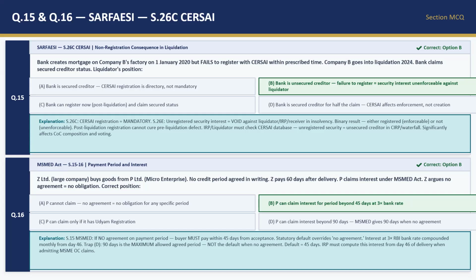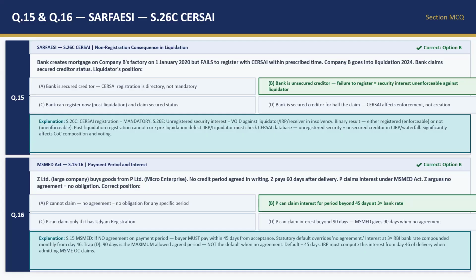Now MSMED Act, payment period and interest. Z Limited is a large company. It buys goods from P Limited, which is a micro enterprise. No credit period was agreed in writing. So Z pays 60 days after delivery and P claims interest under the MSMED Act. Z argues that because there was no agreement, there was no obligation. So what is the correct position?